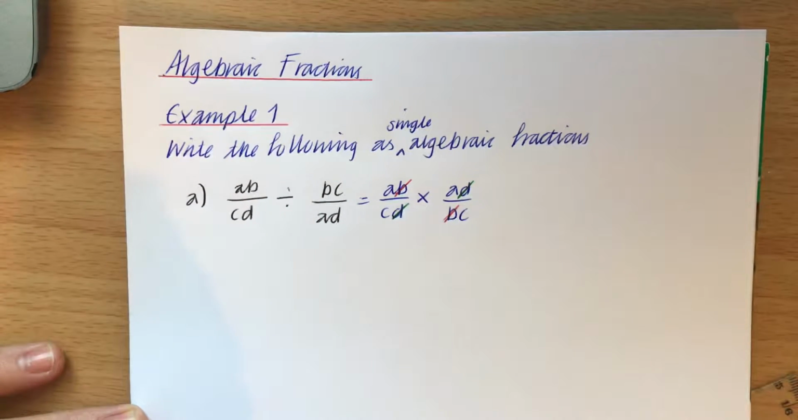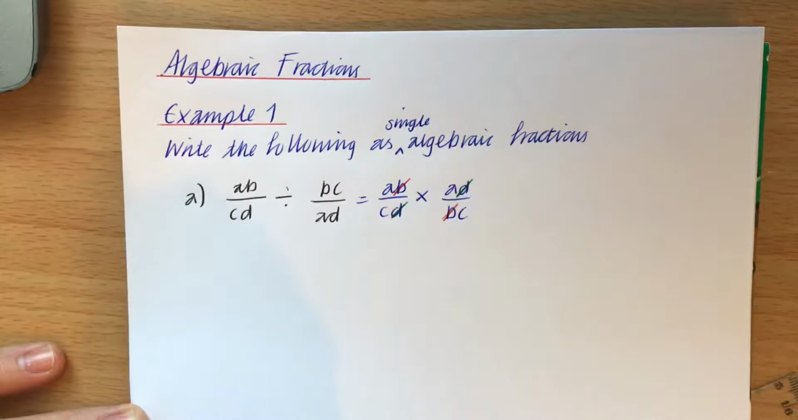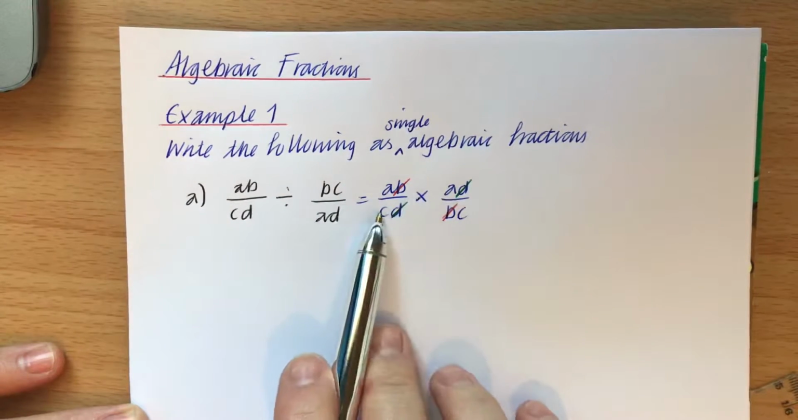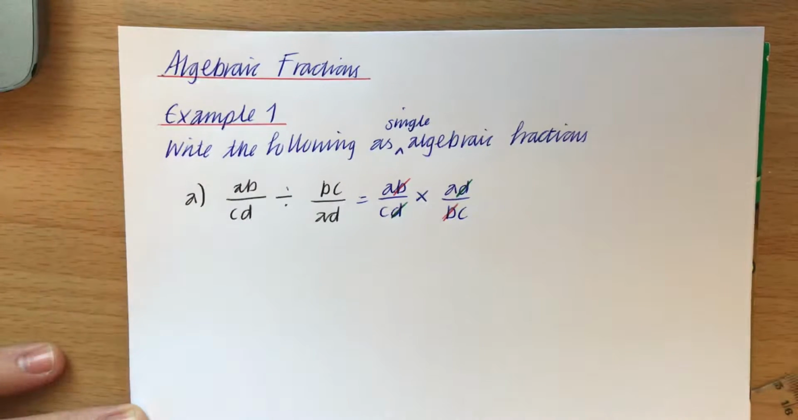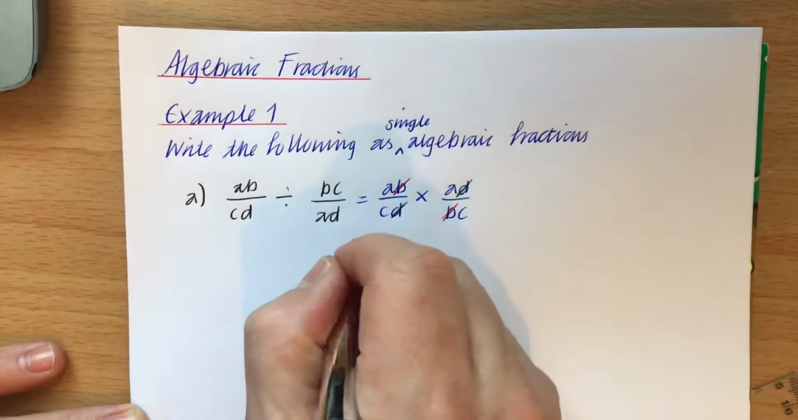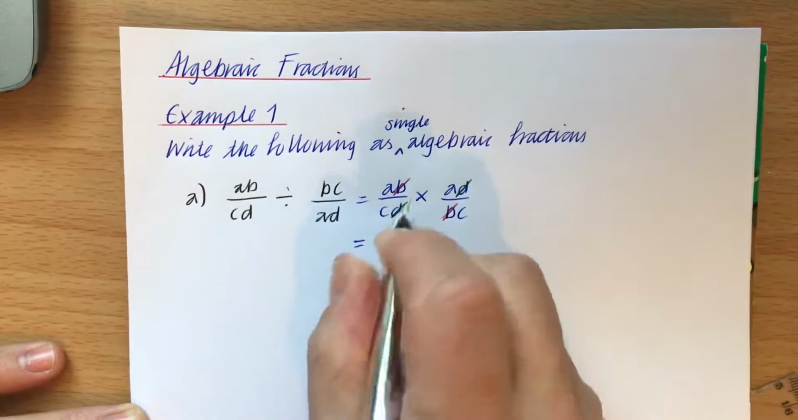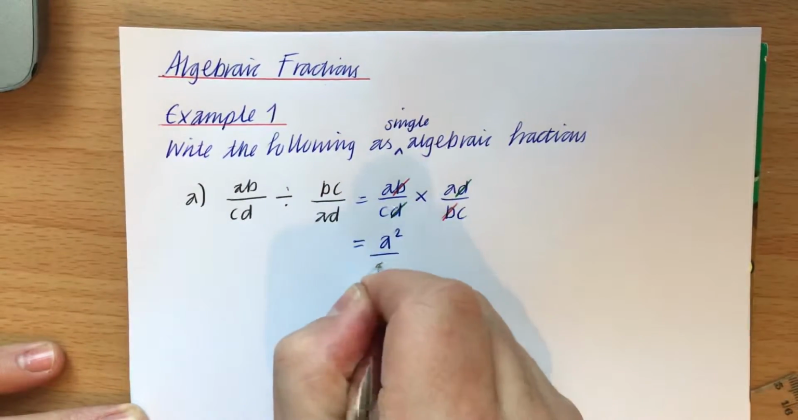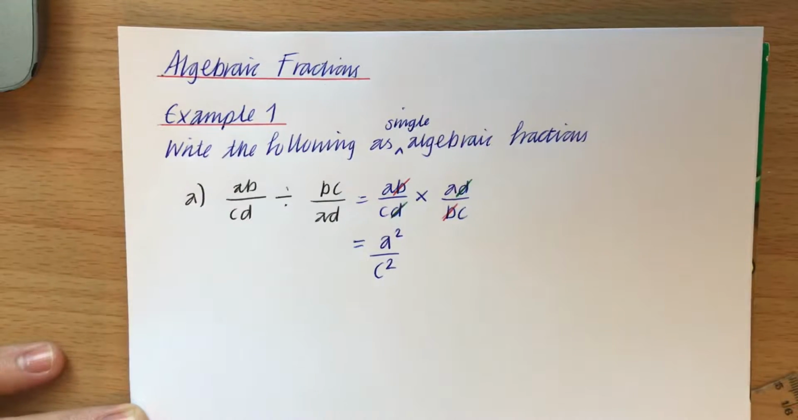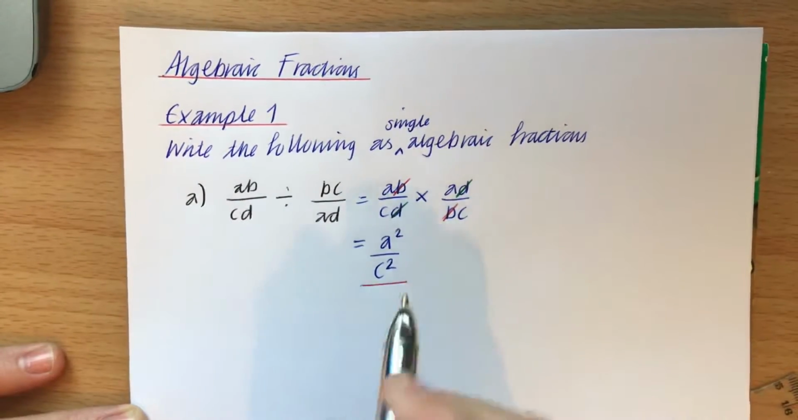And then where people might go wrong with this question is to think that the A can cancel with the A or the C with the C, but they can't because they're both numerators and both denominators. So our answer now is A times A, A squared, over C times C, C squared. And that is our answer to that one.